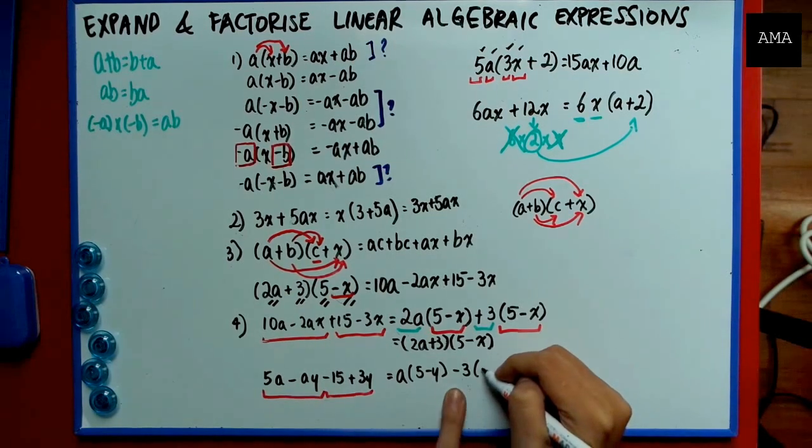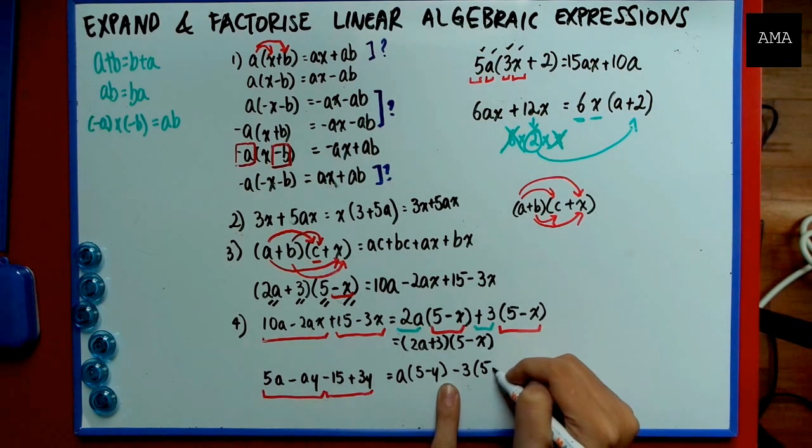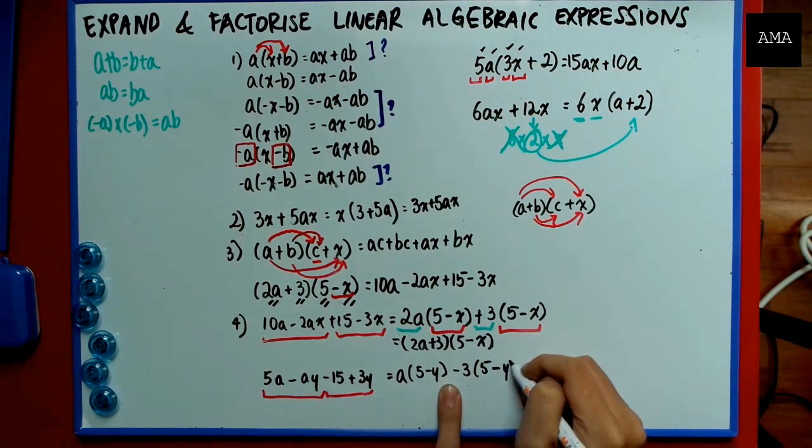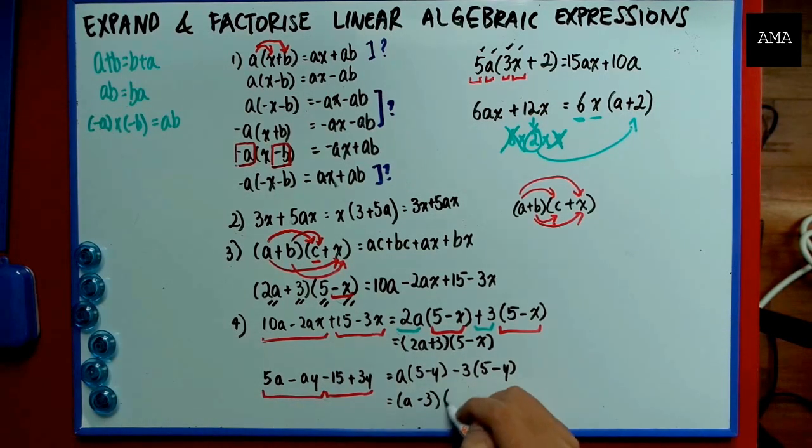So be a bit careful. Minus 3 times 5 is minus 15. So don't put the minus sign here anymore, okay? Minus here is minus y. Because minus 3 times minus y gives you positive 3y. So be careful of the double negatives, okay? So I get a minus 3, 5 minus y, okay?